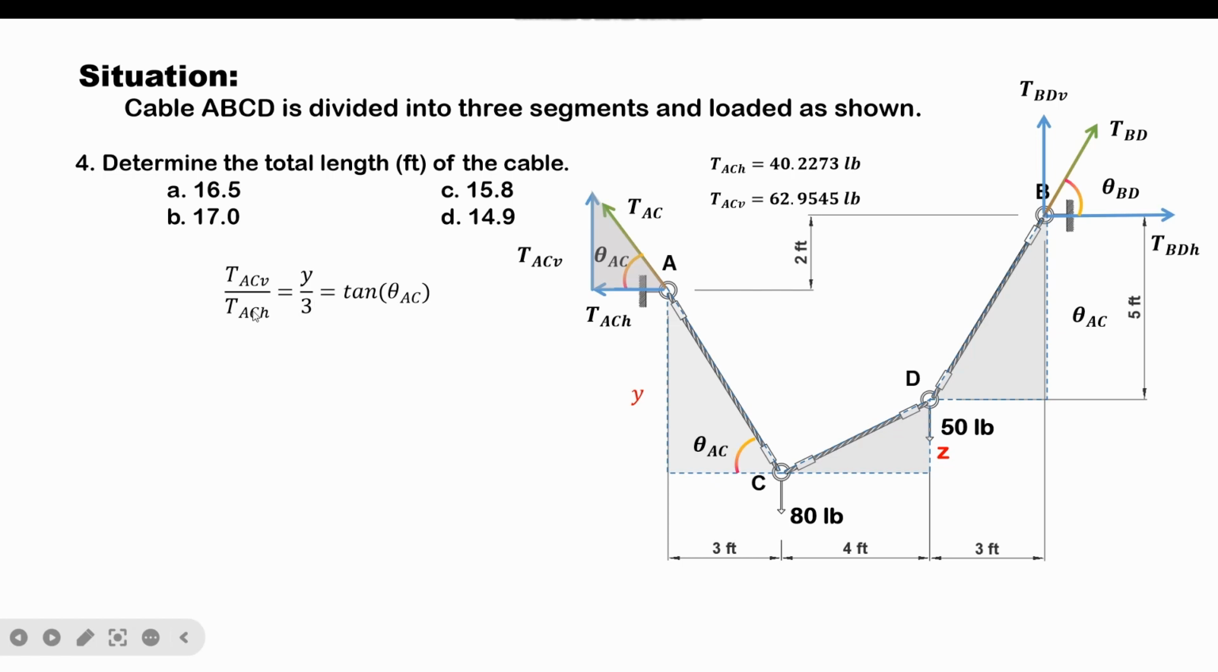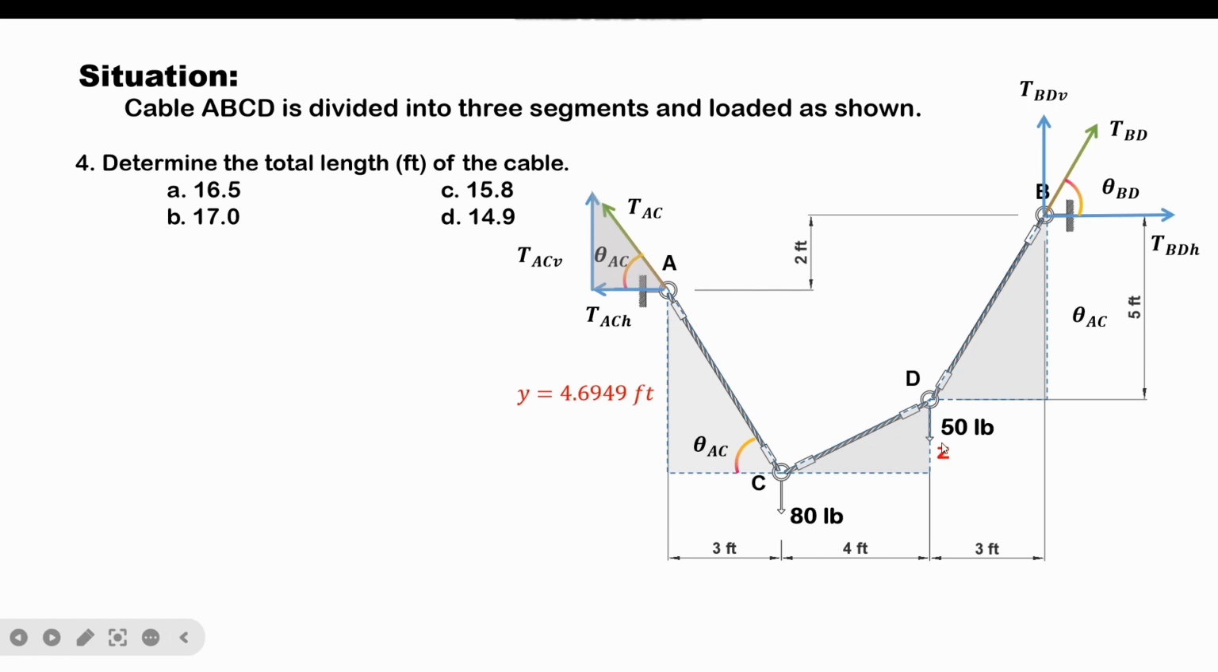Now let's substitute the known values of the variables here. So TACV is 62.9545 over TACH, which is 40.2273, equals Y over 3. And from this equation, we can now compute for the value of Y, which is equal to 4.6949 feet. So let's solve the value of the variable Z.